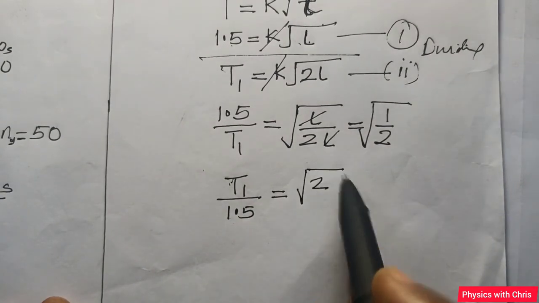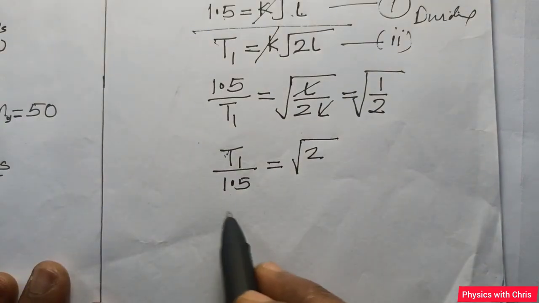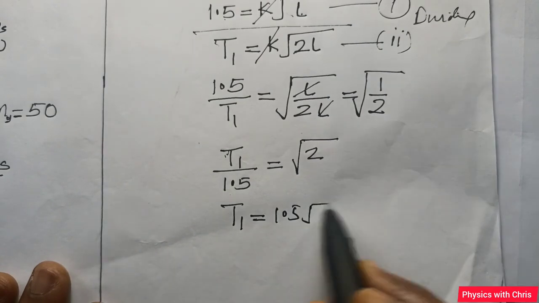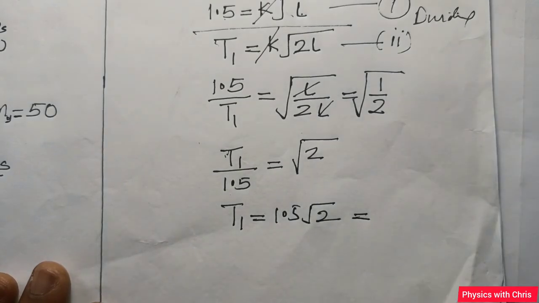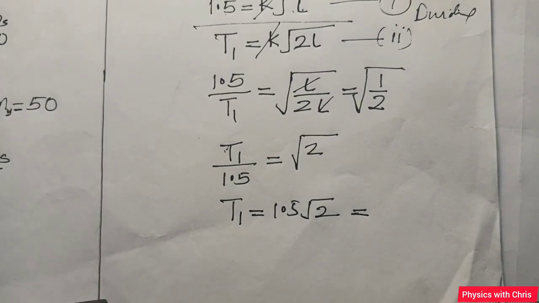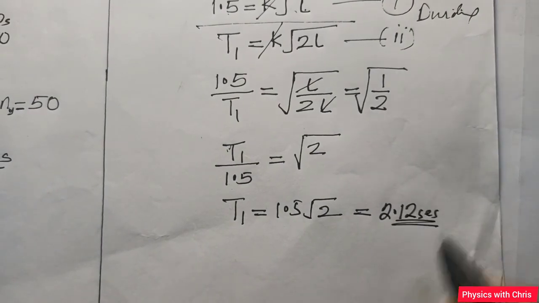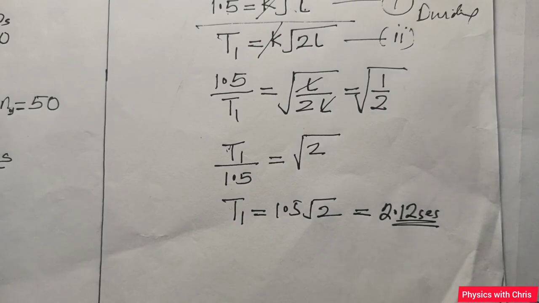So if I cross multiply, what's my T1? T1 is 1.5 times the square root of 2. I can quickly multiply this. I don't need to take the square root again, to make my work fast. Square root of 2 gives me this, then times 1.5. I'll confirm that. That gives me 2.12 seconds. 2.12 seconds gives me the period of this pendulum.